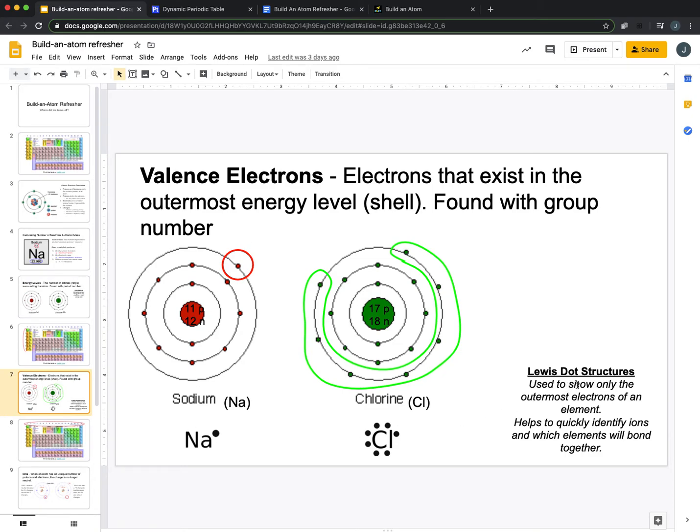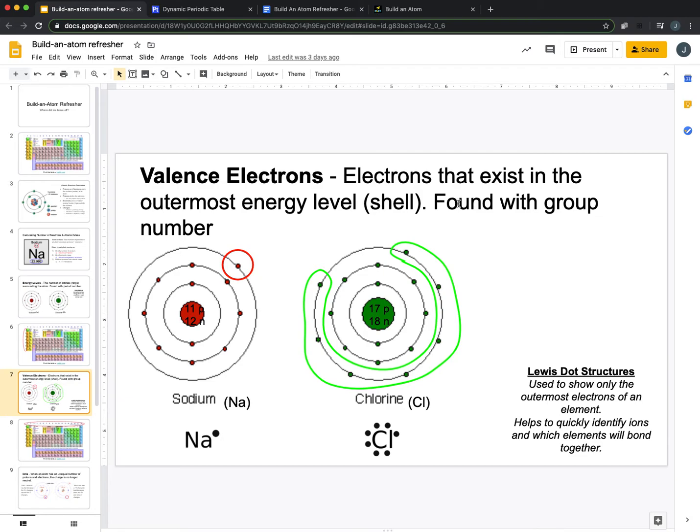The way that we chemists show that is we use what we call Lewis dot structures. Lewis dot structures show the outermost electrons of an element, and they help to quickly identify ions that elements might form in order to bond together. So for sodium, remember it has that 1 dot. Chlorine, on the other hand, has 7 dots. And when I make a video to show you how to do some sample problems, I will remind you how to draw those Lewis dots.